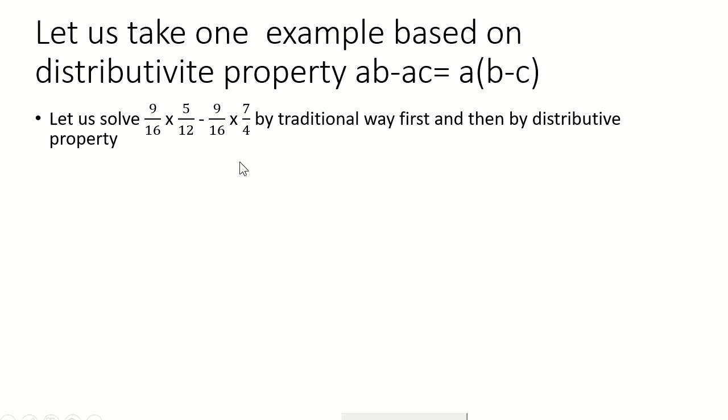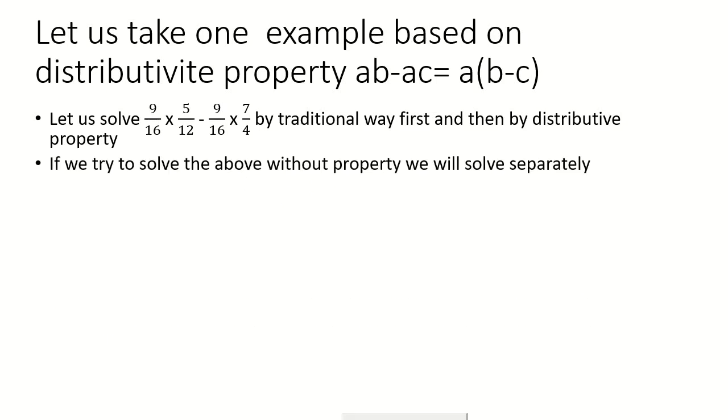So here we will multiply first 9 into 5 and 16 into 12 as taken in one bracket, then 9 upon 16 into 7 upon 4 in the other bracket. So 9 into 5 gives me 45 and 16 into 12 gives me 192, 9 into 7 gives me 63, 16 into 4 gives me 64. Here 16 into 12 is a calculation involved which will be made easier when we apply the distributive property.